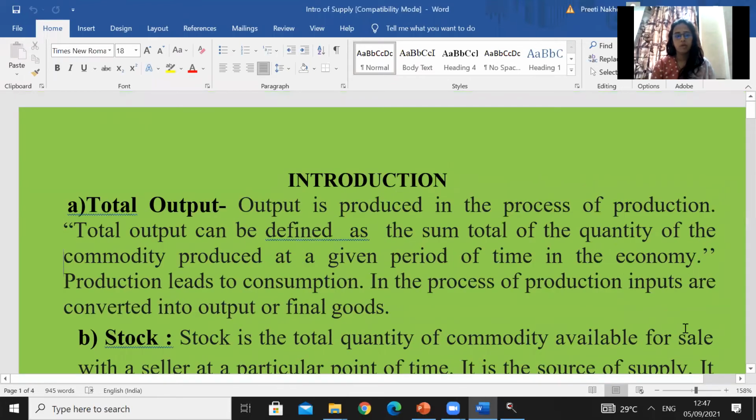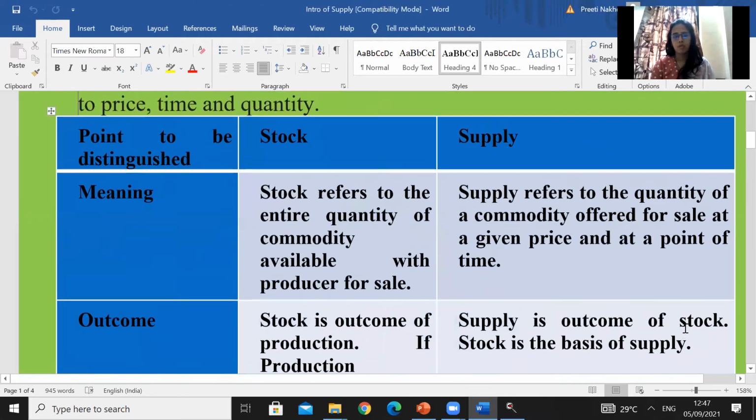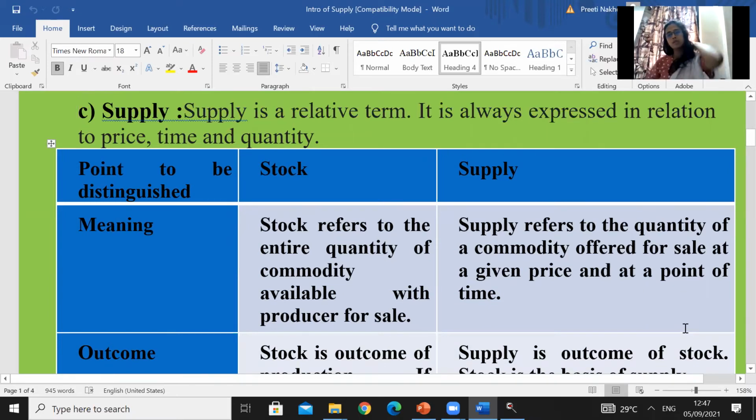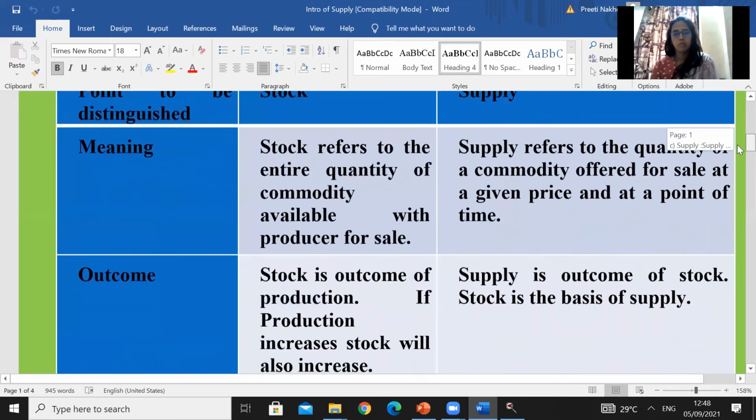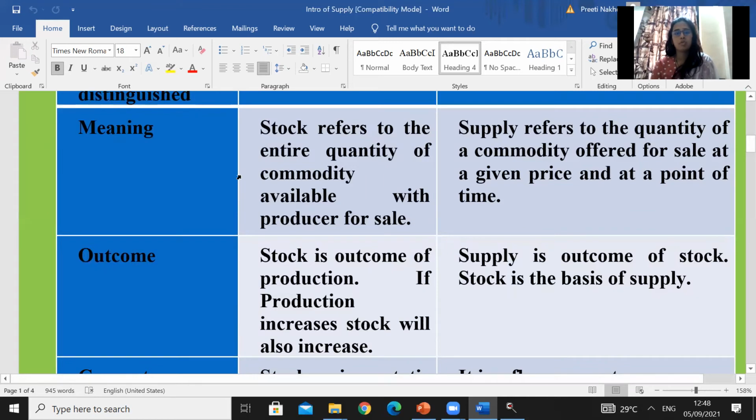Next thing, then we have supply. Supply is a relative term. What is relative? In demand also we have studied. Relative means related to time and place, it changes. It is always expressed in relation to time, price, quantity. For example, suppose I am saying that I have sold 4 kg of wheat at rupees 30 per kg on this date. It tells how much quantity, at what price, all the details I am giving while giving information about the supply. So it is related to time, place, price and quantity. Now the major distinction they may ask in the exam is: stock refers to the entire quantity of commodity available with the producer for sale, and supply refers to quantity.